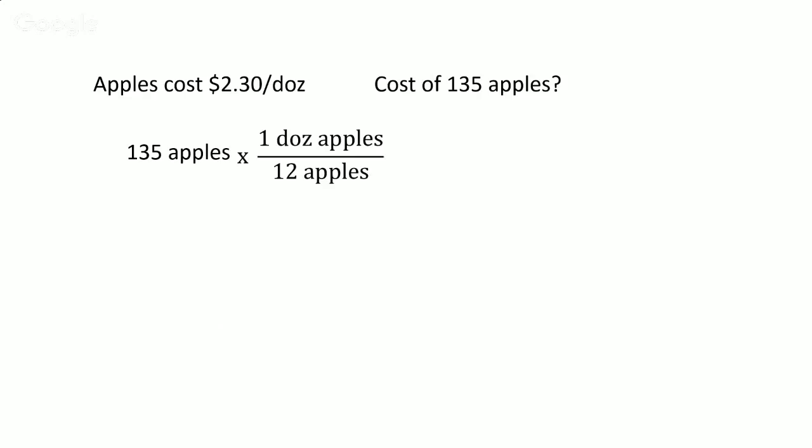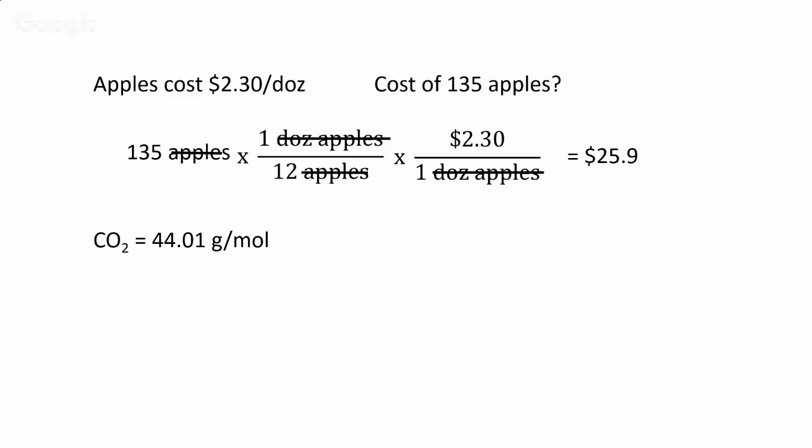The cost is per dozen, but a dozen of anything is 12 of that many things. So that gets rid of the individual apple unit. And if it's $2.30 per dozen, you set it up that way and the dozen unit drops out, giving you your answer. In chapter 4, you might see a really similar problem where carbon dioxide is 44.01 grams per mole.